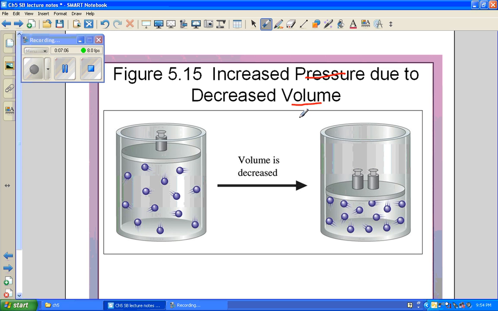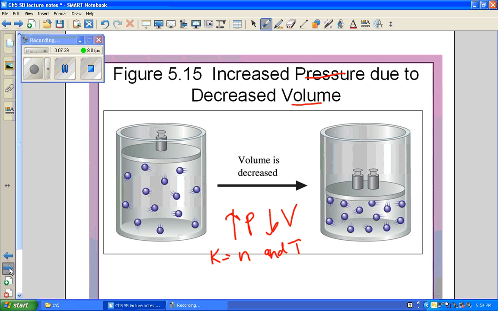If we have a decrease in volume, I better have greater collisions going on to create this greater pressure. So how are we going to do that? We are going to decrease our volume. Again, we are looking at Boyle's law, so we are increasing our pressure, so the volume better decrease, and we are holding the number of moles and the temperature constant in this situation.